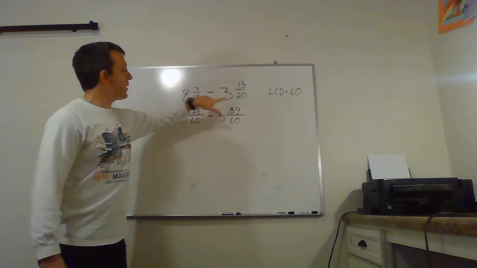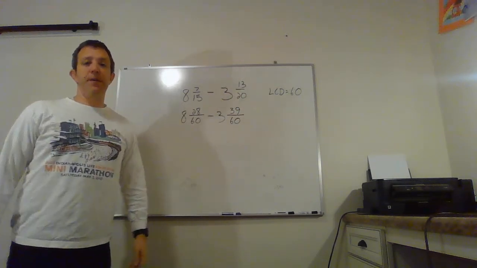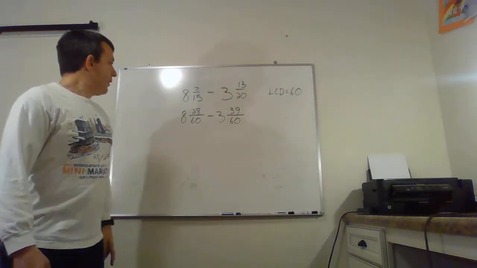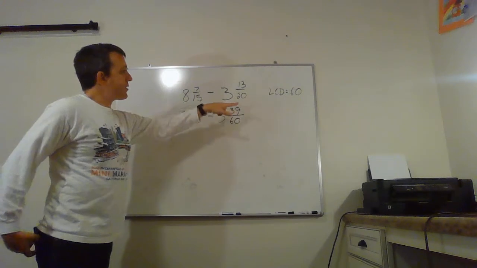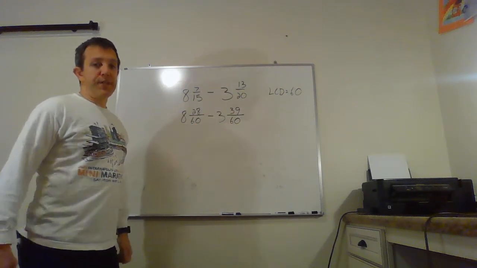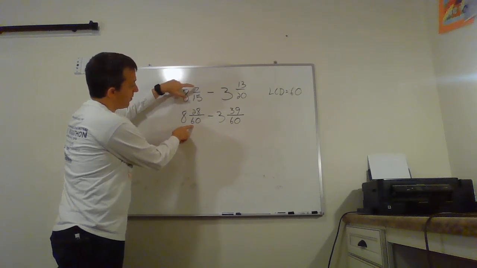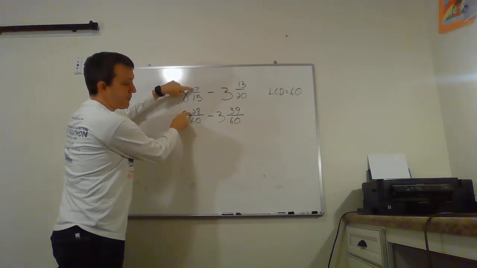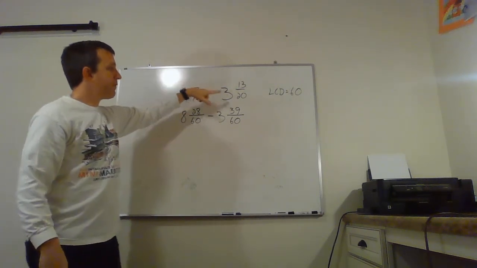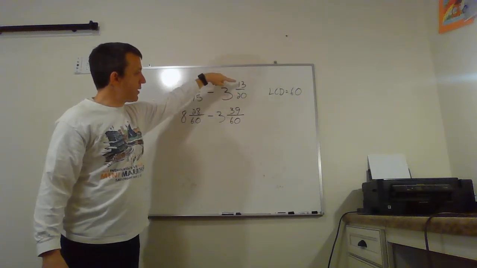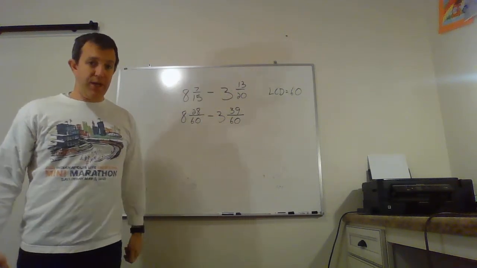So I have denominators of 15 and 20. My common denominator is 60. So I changed my fractions so that we had a common denominator of 60. 15 times 4 gives me 60, so I do the same thing on the top. 7 times 4 gives me 28. For 20 times 3 is 60, 13 times 3 gives me 39.